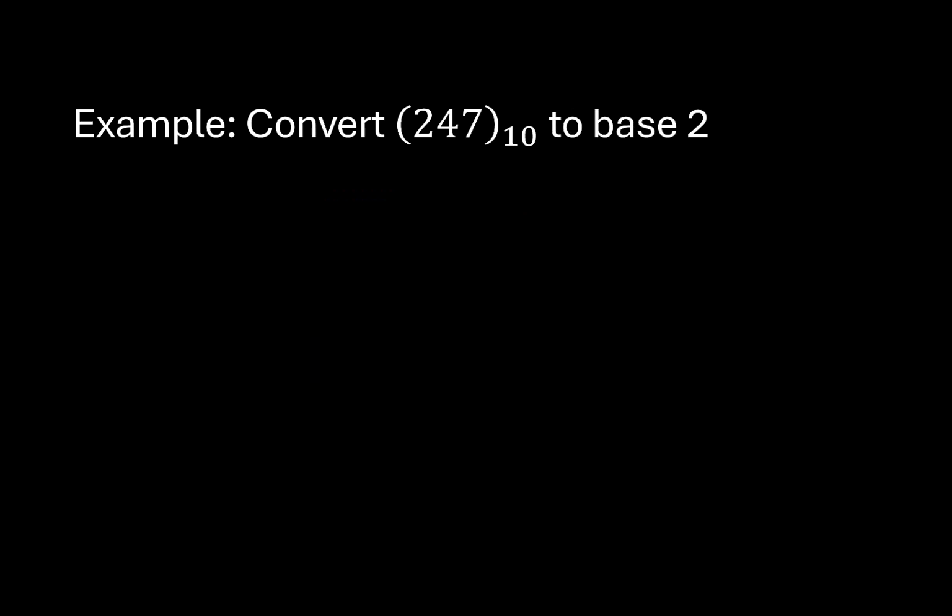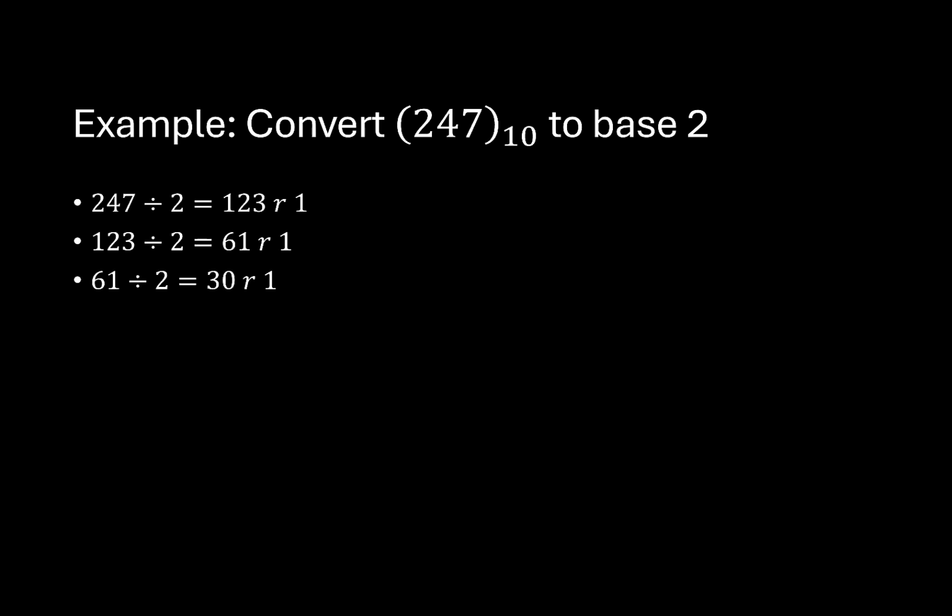Let's do that again with a bigger number. This time we'll convert 247 base 10 to base 2. I'll start by dividing 247 by 2. It gives me 123, and we know we have a remainder of 1. We'll take that quotient of 123, divide by 2, which gives us 61. We have a remainder of 1. We'll divide 61 by 2. That gives us 30. Again, we have a remainder of 1.